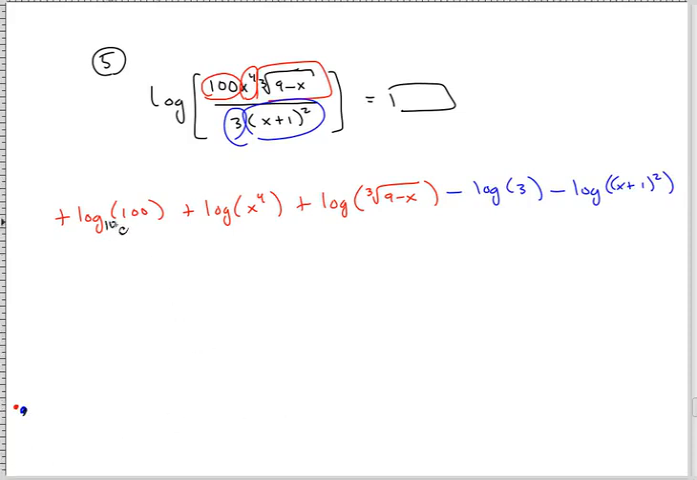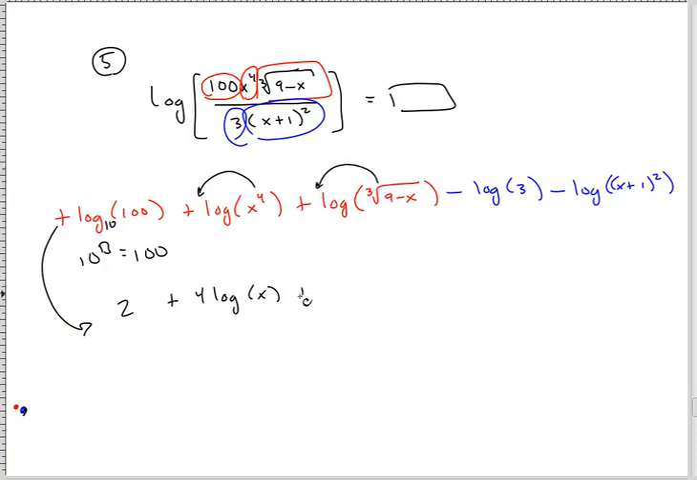Well, this is technically a base 10. And so I'm saying what power, 10 to what power is equal to 100? And that answer is a 2. So the whole thing here turned into a 2. Over here, the 4 can come to the front. I got a 1/3 that can come to the front.